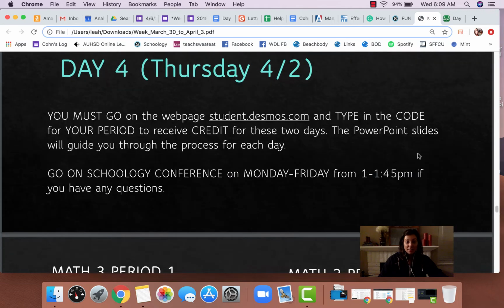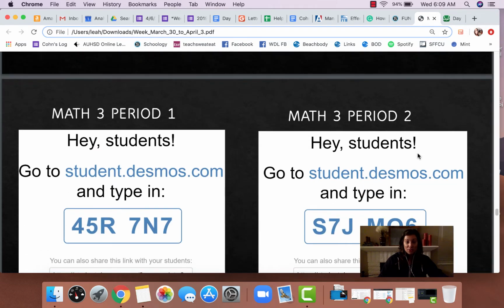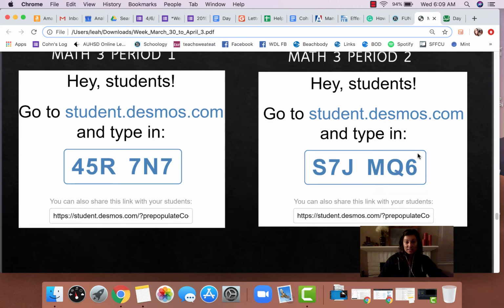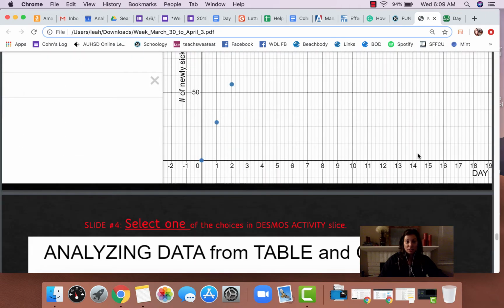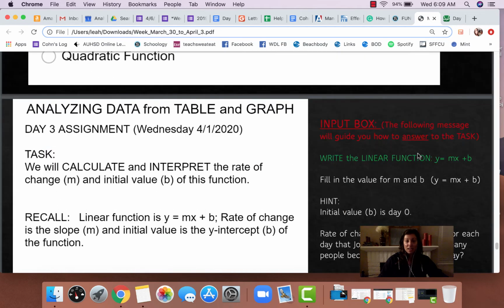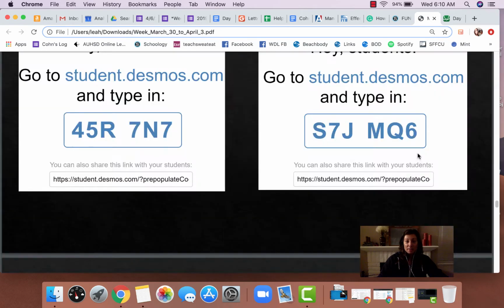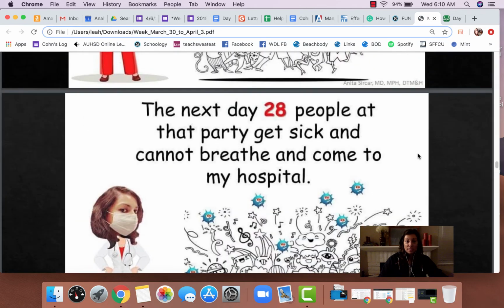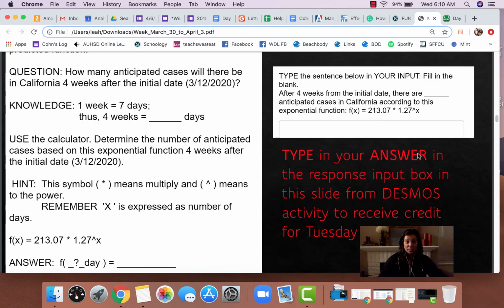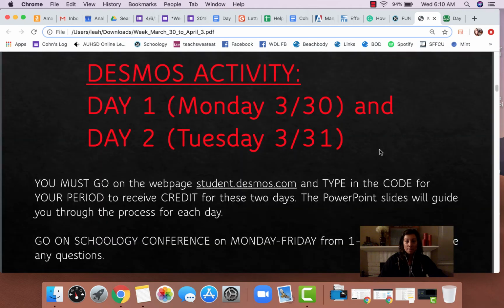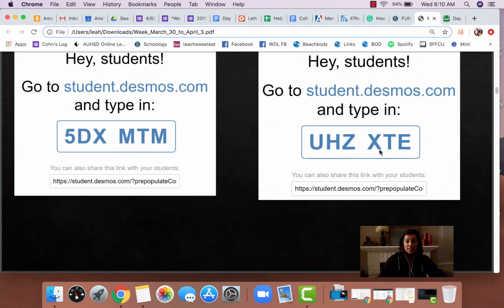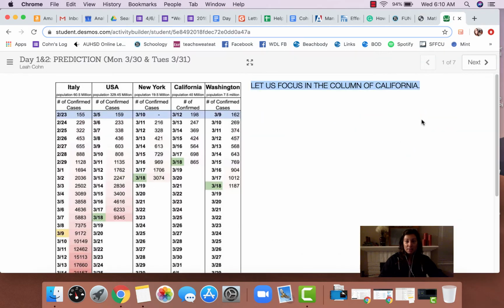And then your activity has new codes because it's a new day, and new tables and graphs of information to complete the Joe activity. So let's take it back up here and we're going to walk through this Desmos activity for days 1 and 2. That just kind of gives you an idea of what's coming here. So we just typed in these codes right here and it brought us to this page of Desmos. I'm not going to do the work on this for you. I'm just going to show you what to do.